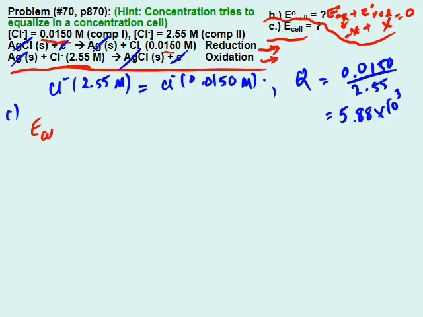E cell, that's the non-standard. Why is it non-standard? Because concentrations are not 1 molar. So E cell would be given by a standard value of cell voltage minus, since this is happening at 298 Kelvin, I can apply this simplified expression, 0.0592 over n, and log of Q.